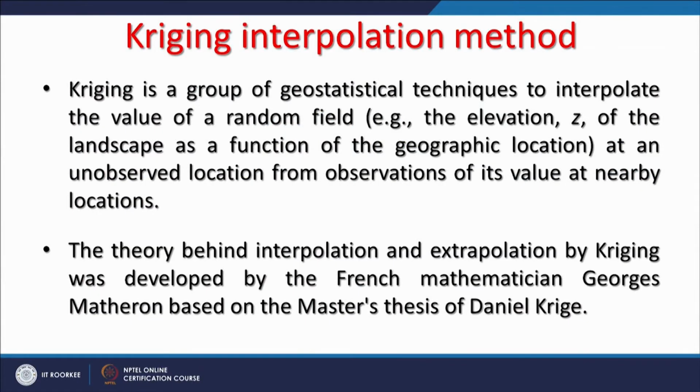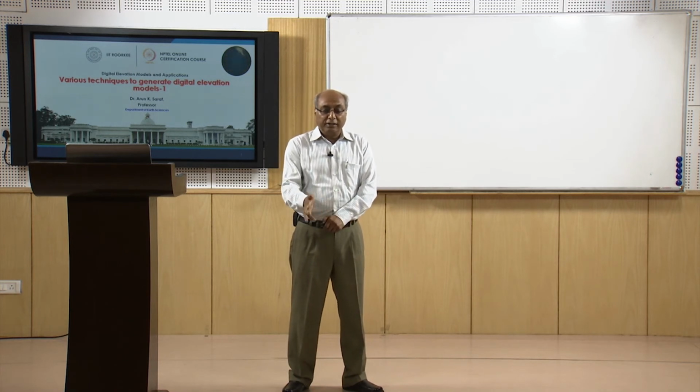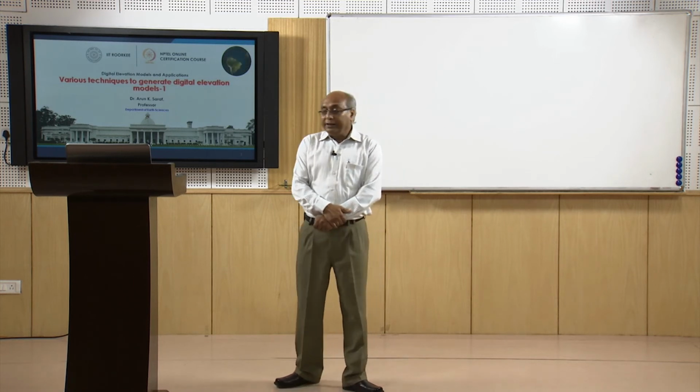The theory behind this interpolation and extrapolation by kriging was developed by a French mathematician, Georges Matheron, based on a master's thesis of Daniel Krige. So based on his concept this technique was developed, and therefore the name kriging has also been given. Kriging is stochastic, that is something random, also it is exact, smooth or abrupt, global or local. So it encompasses various kinds of surface representation.